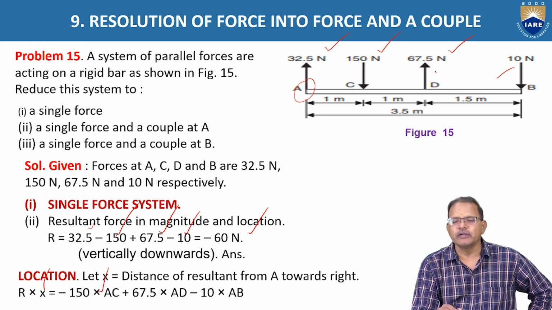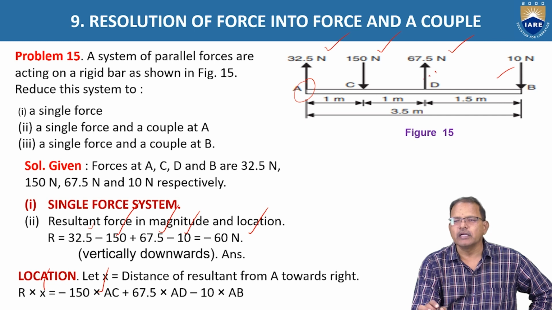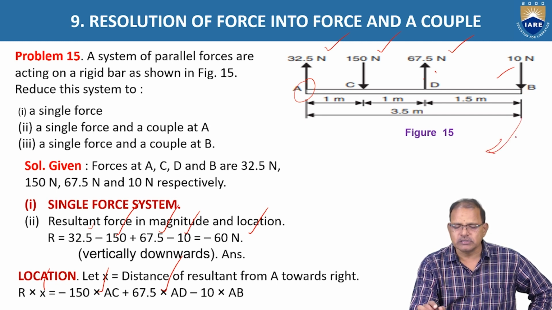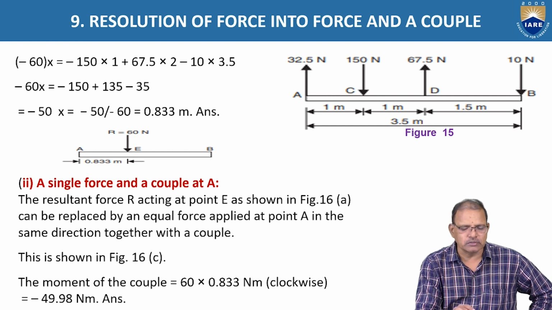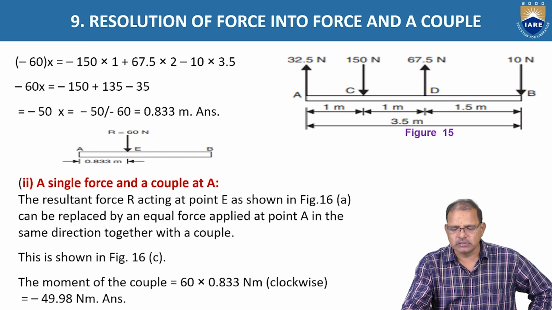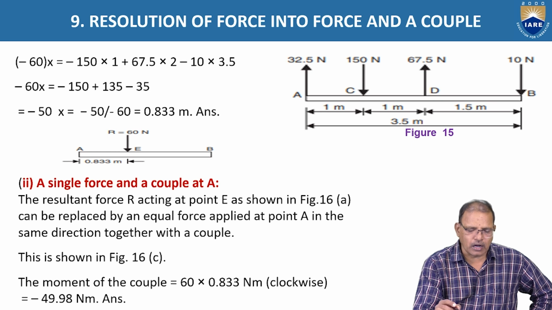So minus of 150 into AC. The next one is anticlockwise, positive. That is 67.5 into AD. AD is equal to 1 meter plus 1 meter, which is equal to 2 meters. Similarly, at B, it again tends to rotate in clockwise direction, hence it is negative. That is 10 into AB. AB is equal to 1 meter plus 1 meter plus 1.5 meters, which is equal to 3.5 meters. From this relationship, we can get the value of x is equal to 0.833 meters.